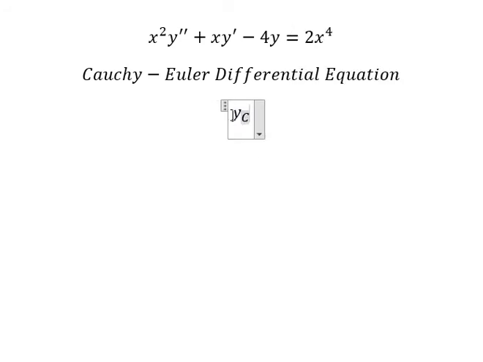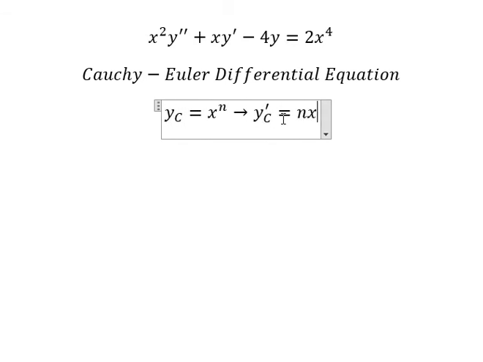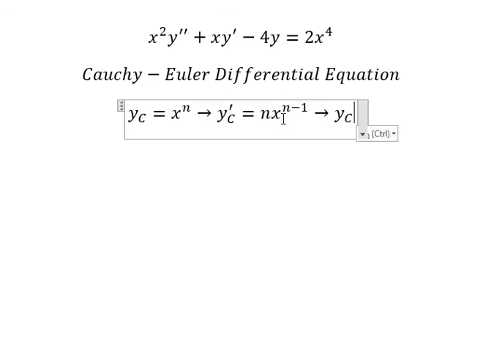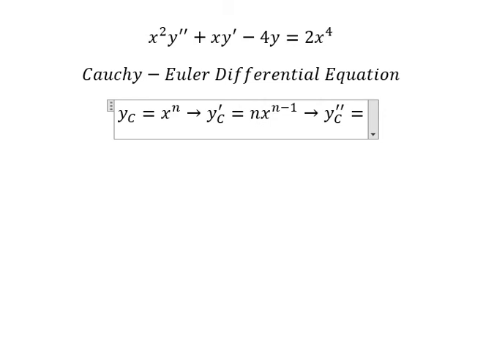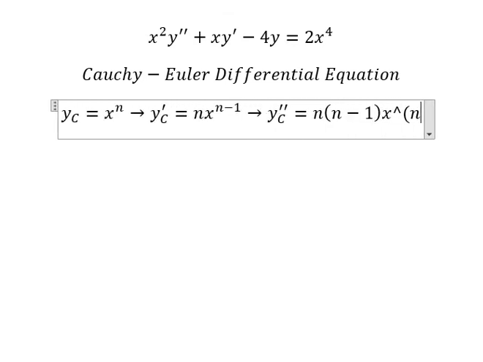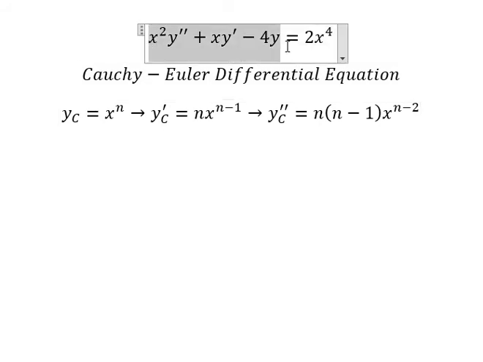That's the complementary solution, equal to s to the power of n. If I do the first derivative of this, you will have n s to the power of n minus 1. If I do the second derivative, we have n multiplied by n minus 1 s to the power of n minus 2. Because this is the complementary solution, this should be equal to 0.